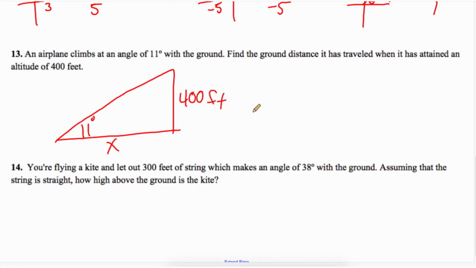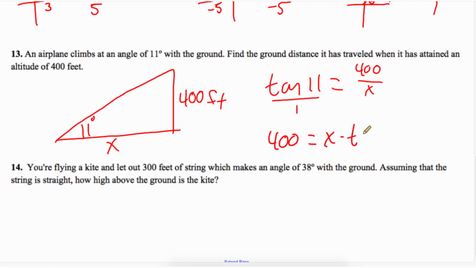Now we need to set up an equation that we can solve. We've got the opposite side from our angle and also the adjacent side. So this is going to be a tangent equation. So tangent of 11 degrees equals the opposite side 400 over the adjacent side x. Now what I'm going to do is put this tangent over 1 and do a little cross multiplying. So we end up with 400 equals x times the tangent of 11 degrees. And then in order to get x all by itself, we're going to divide both sides by the tangent of 11 degrees. So now we need to type this into our calculator, 400 divided by tangent of 11 degrees.